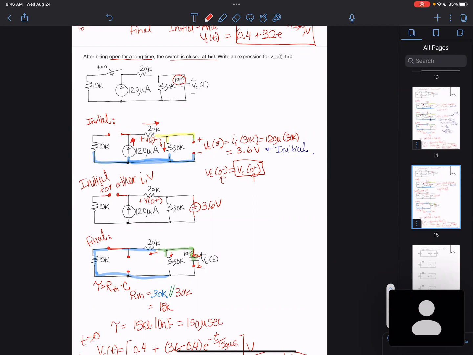So now I could get this V 0 plus, which would be the actual initial value for its equation. And so I would do the current times this, so it'd be 120 micro times 20K, and that would be actually its initial value.